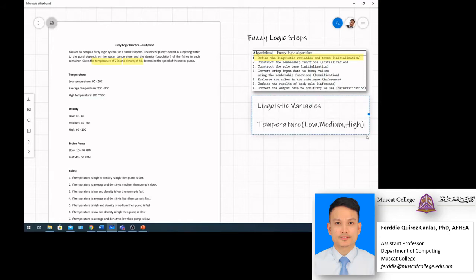Next, we have the second one. Let me just write here. For the second one, we have density. Under density, we have the following linguistic variables. I'm sorry, for temperature, it should be average. This one is average. Then we have low. Then we have medium. And we have high.